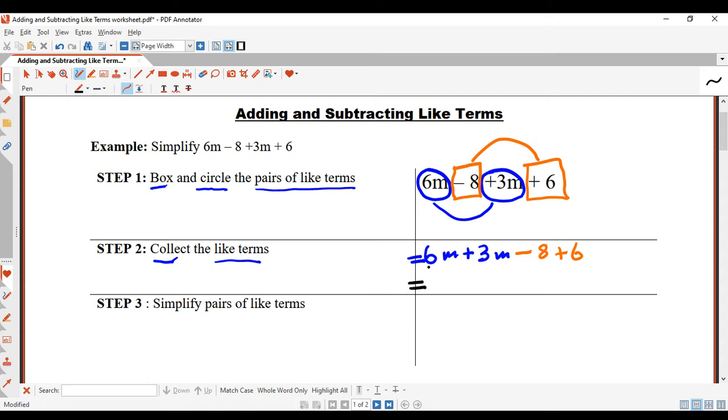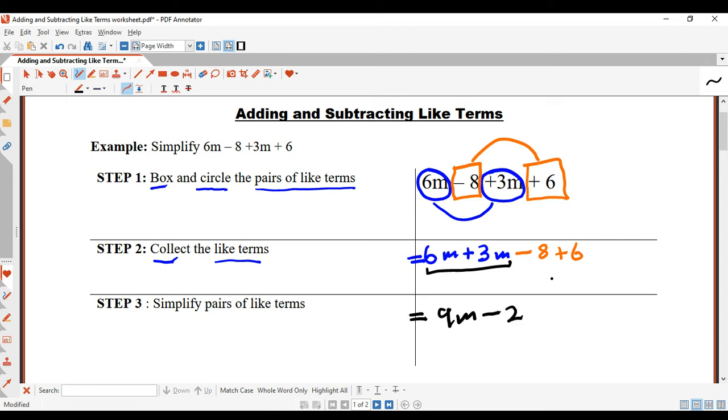Right, now I can work out my answer. First of all, let's do this pair first: 6m plus 3m. Now, let me just do it in line with the document. So step 3 is to simplify pairs of like terms, which is what I'm going to do now. So equals 6m plus 3m is 9m. And then negative 8 plus negative 6 is negative 2.